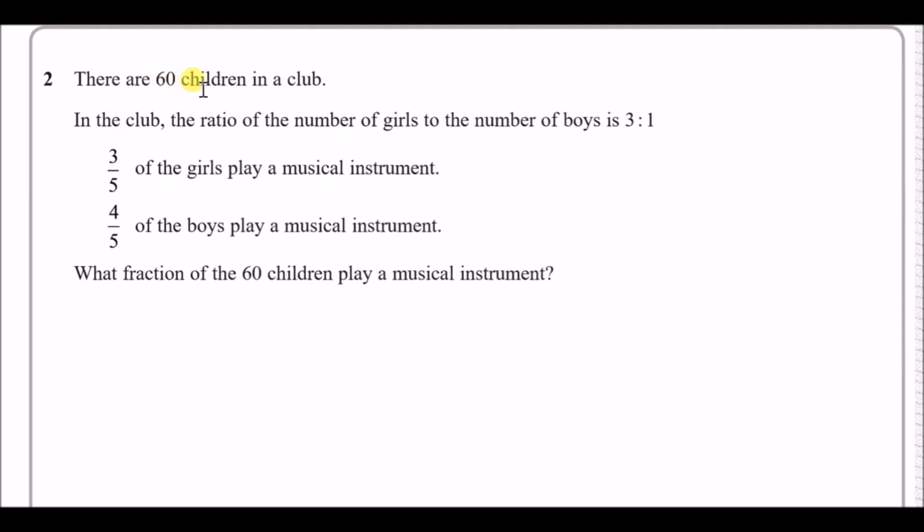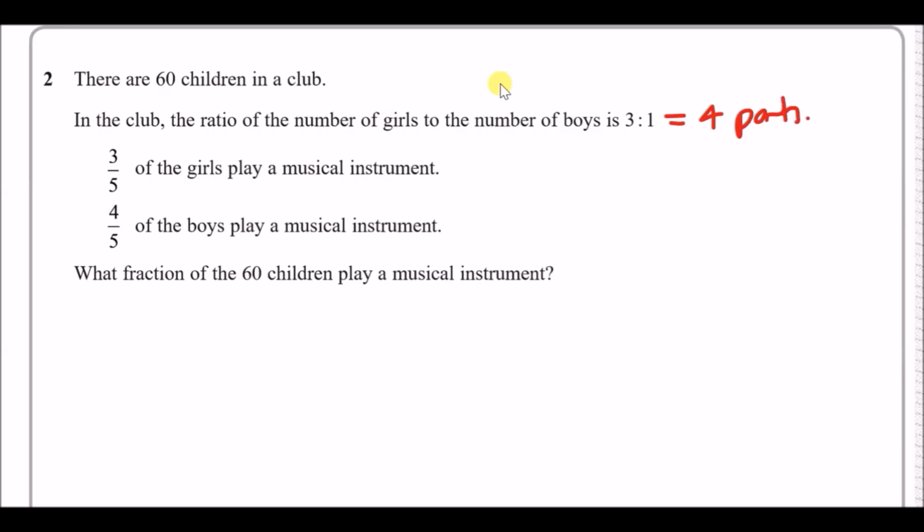Okay, number 2. There are 60 children in a club. Now this is something different. In the club, the ratio of the number of girls to the number of boys is 3 to 1. So essentially, you always add up how many parts there are. There's going to be 4 parts, because that's 3 plus 1.